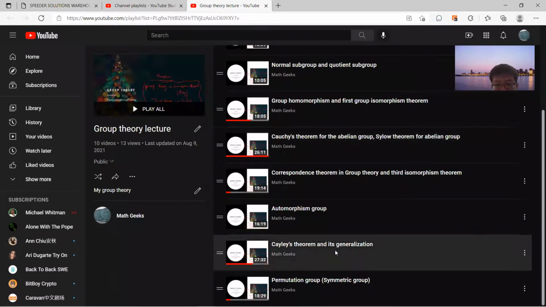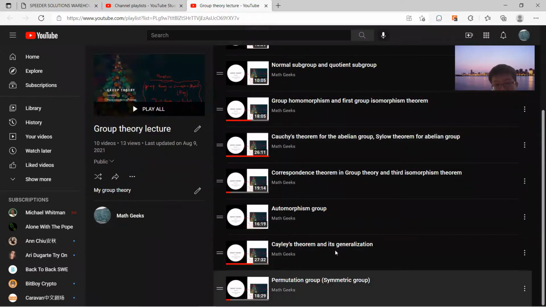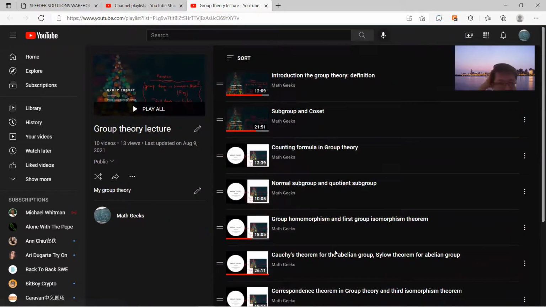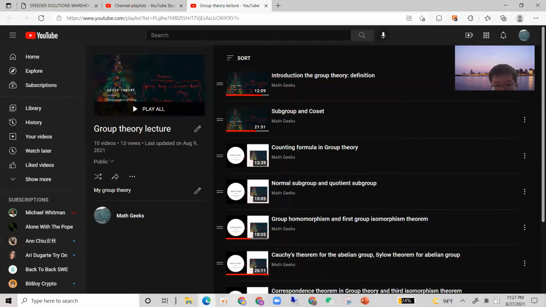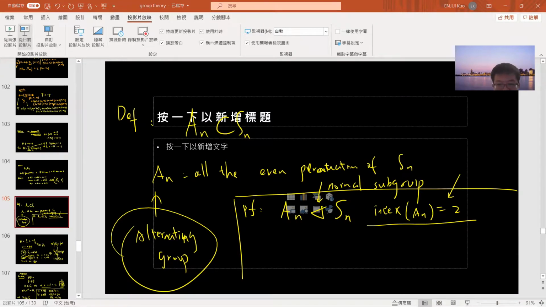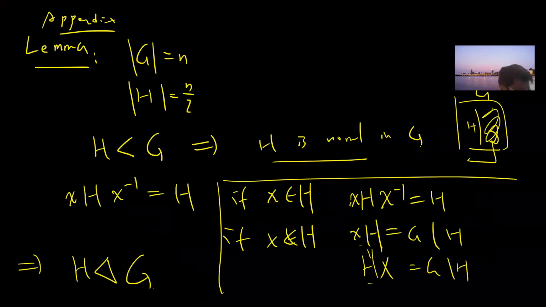We already talked about the permutation group, and next we will talk about some advanced topics like counting principles, direct products and direct sums, semi-direct products, solvable groups, and Sylow theory. Starting from now, our group theory will be much more difficult. Hopefully I'm okay.